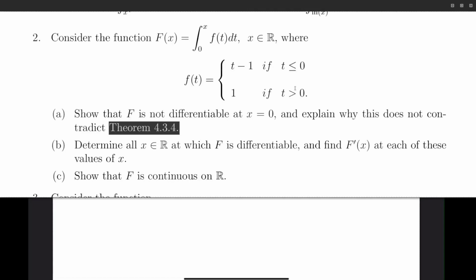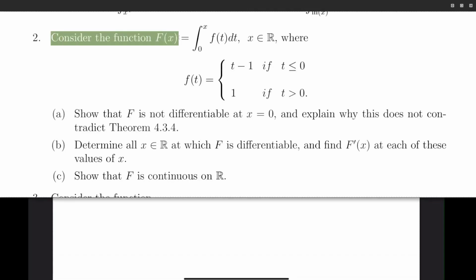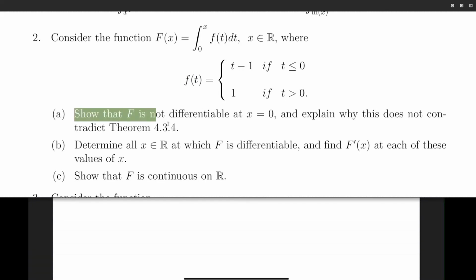Let's take a look at the following question. Here we've got a function big F defined as an integral of little f, where little f is given as the following piecewise function. So let's take a look at question A.